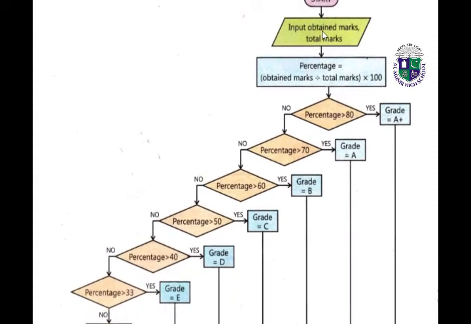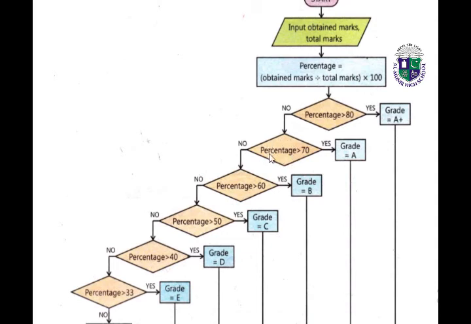Next we will give input, the obtained marks and the total marks. So in the processing symbol we will write the formula to find the average of all the numbers. If the percentage is above 80%, then it will be the grade A plus. If no, then it will go to the other decision making symbol.